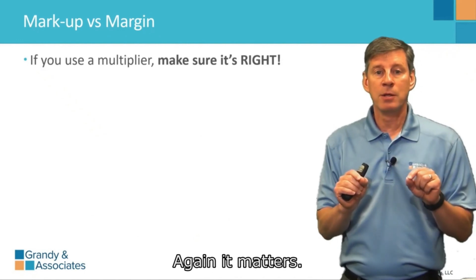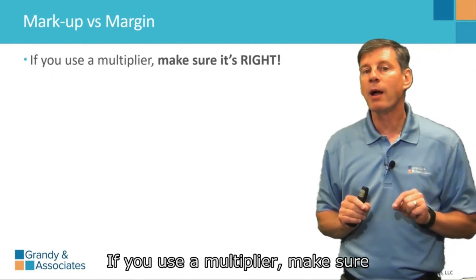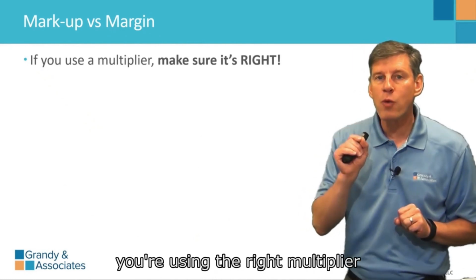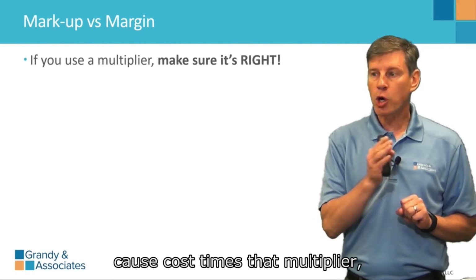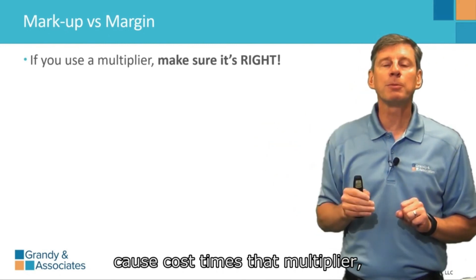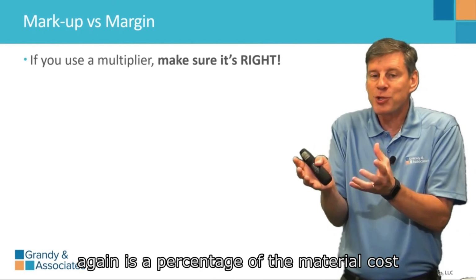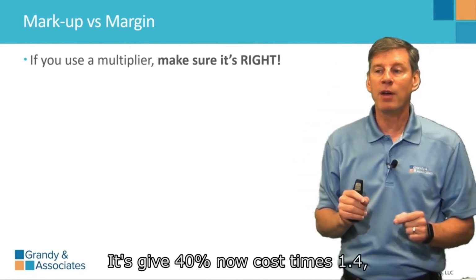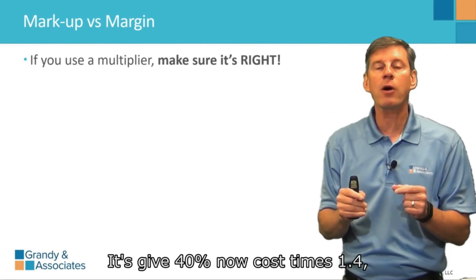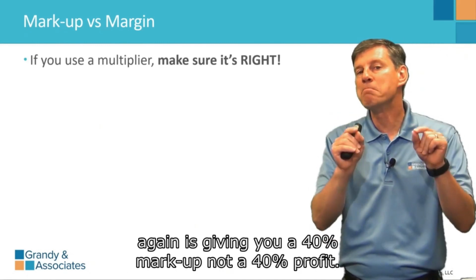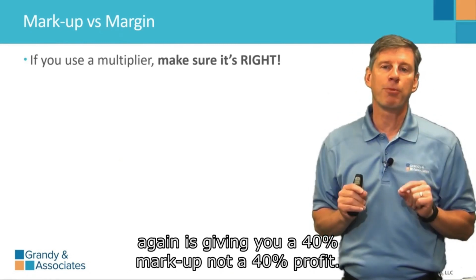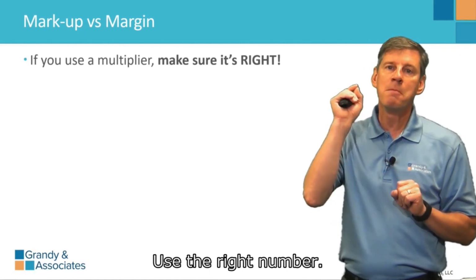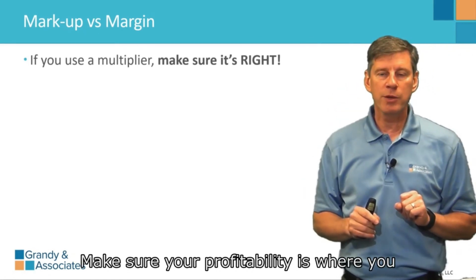Again, it matters. If you use a multiplier, make sure you're using the right multiplier, because cost times that multiplier, again, is a percentage of the material cost, not the total sale. It's giving a 40%, cost times 1.4, again, is giving you a 40% markup, not a 40% profit. Use the right number. Make sure your profitability is where you intend for it to be.